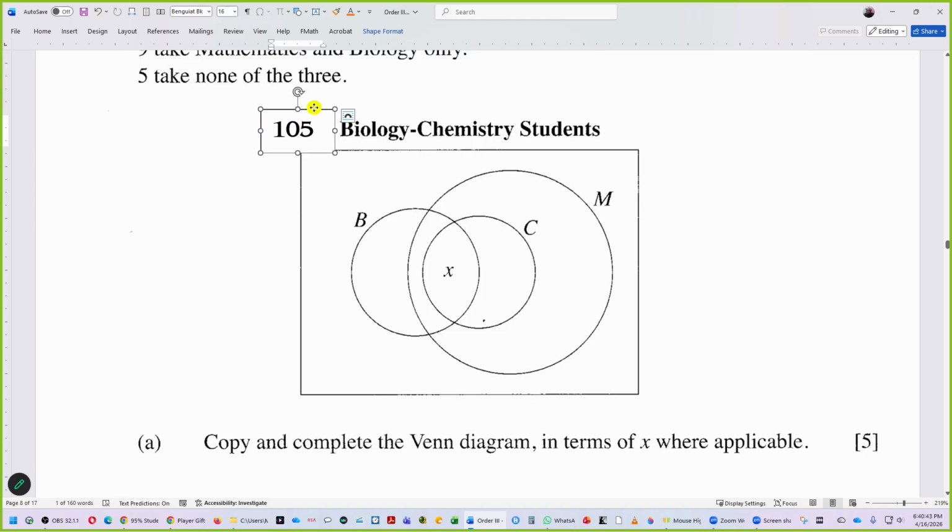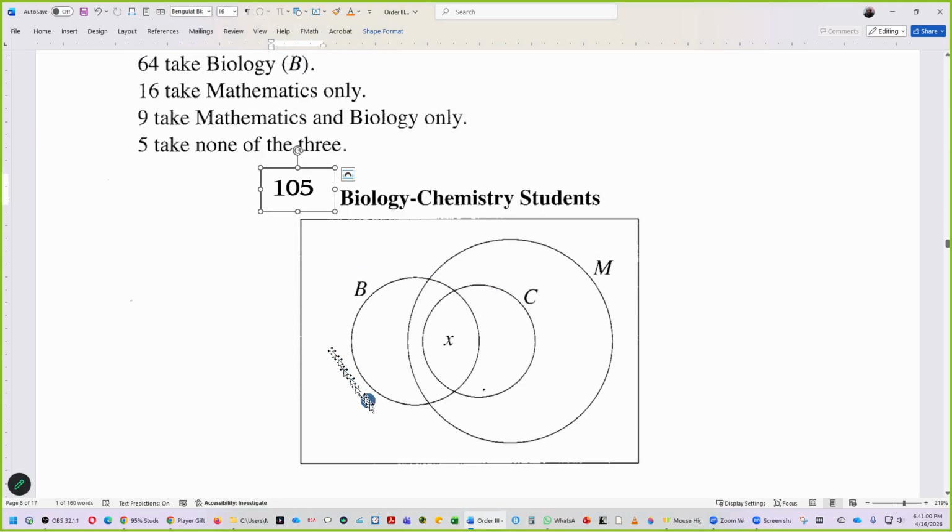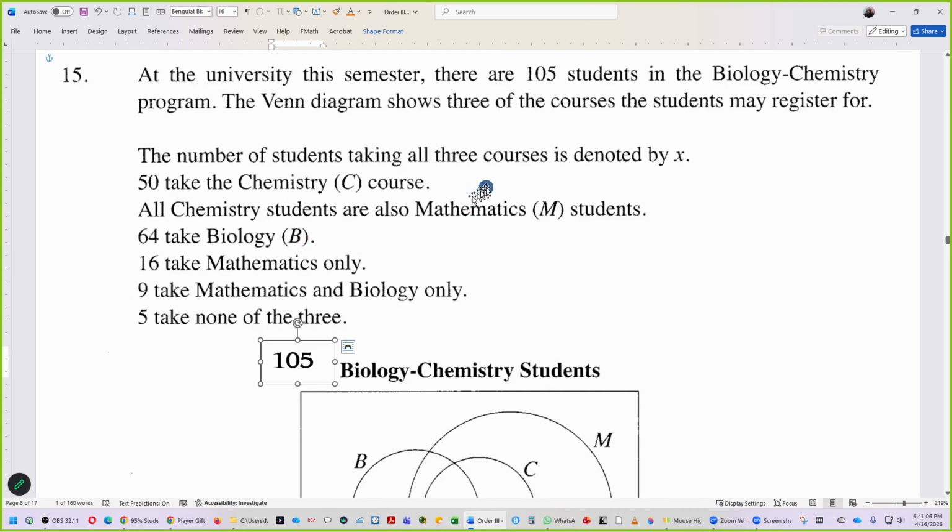So what this means is when we are finished, all of our numbers in these various sections will add up to 105. Now, as we look at this, we actually have 1, 2, 3, 4, 5, 6 different sections. So we have to put 6 numbers on this Venn diagram. And when we are done, they will all add up to 105.